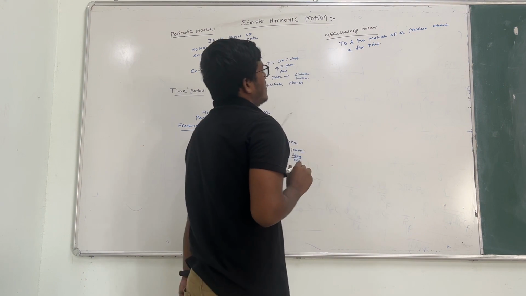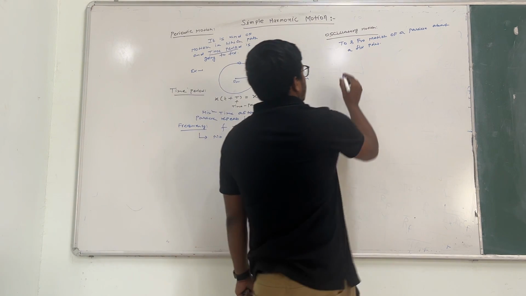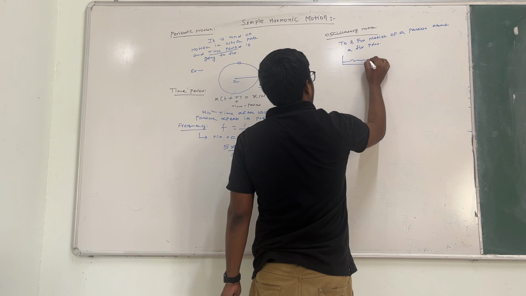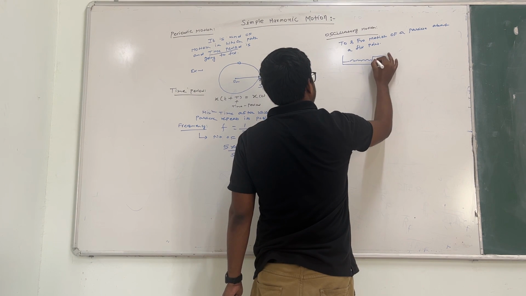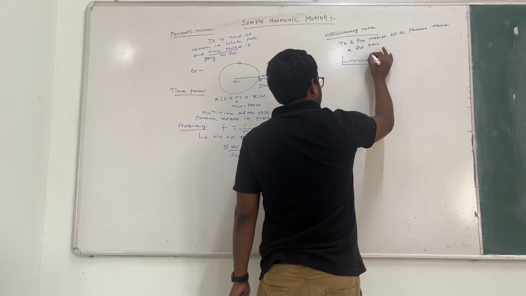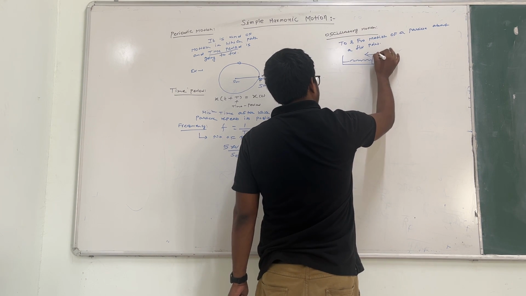If I give you an example, suppose we have this kind of spring, and this is a mass attached to the spring. If we stretch this spring by a small amount x, then the particle performs oscillating motion about this point.